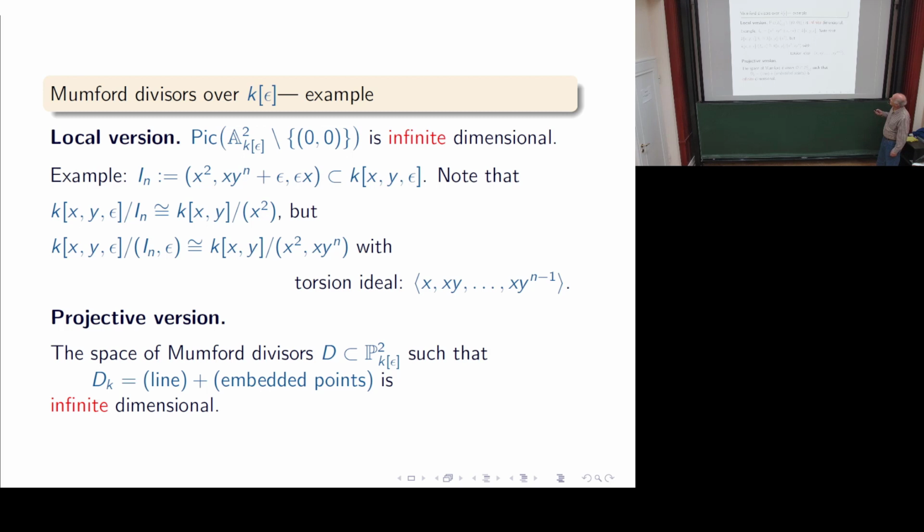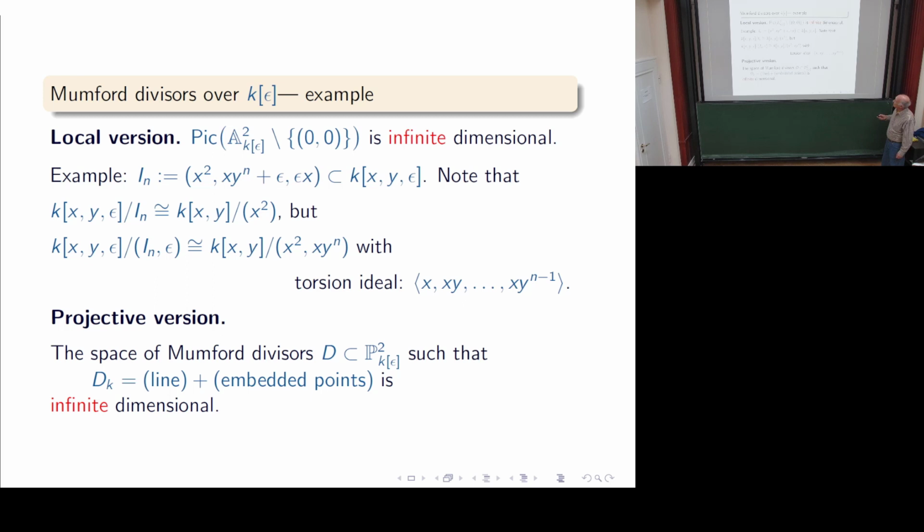If I use this to eliminate epsilon, then this becomes x y^n times x, so there's an x squared there. That means the quotient is just this, and so the subscheme is as nice as possible. There are no embedded points. The point has a nilpotent structure, but of course I want to move in the k[epsilon] direction, so it should have a nilpotent structure.